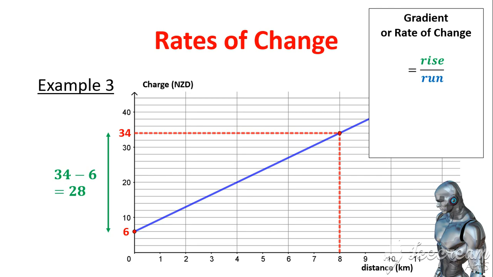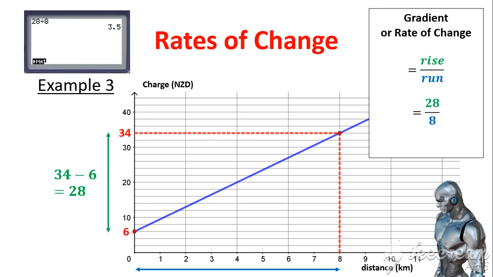So we're rising up 28 squares and we're running across 8 squares. So 28 divided by 8 gives us 3.5. So we have a charge of $3.50 per kilometre.